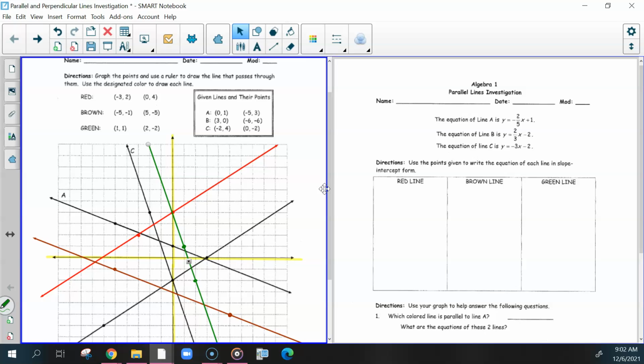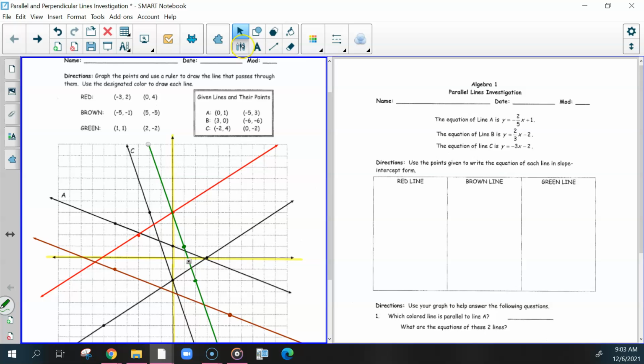However, we could also, because we have a graph, count the slope and y-intercept from the actual graph itself, and then just write the equation. I wanted to do this part together to make sure we all had the same equations when we go on to the next part. So, do one of the following. We need to either count our slope from the graph, or use our points that we were given, and find the slope-intercept forms of these 3 lines, the ones we just drew, the red, the brown, and the green.